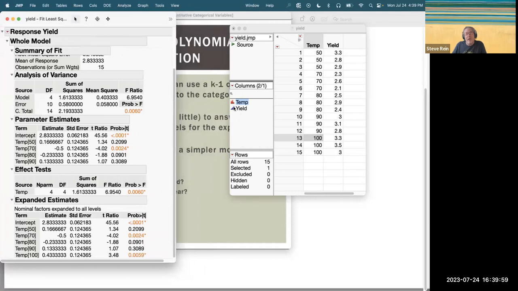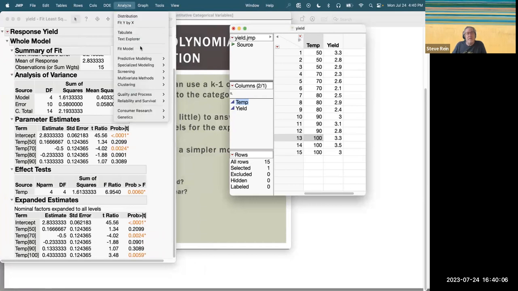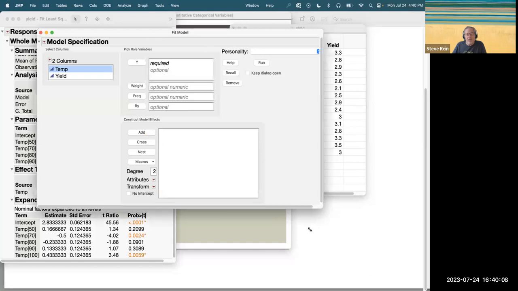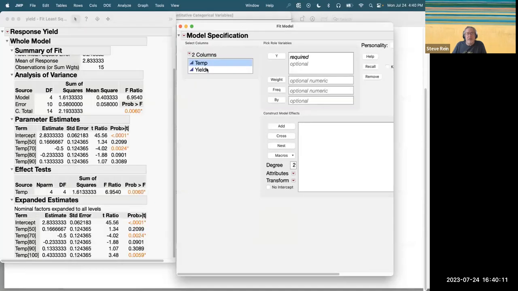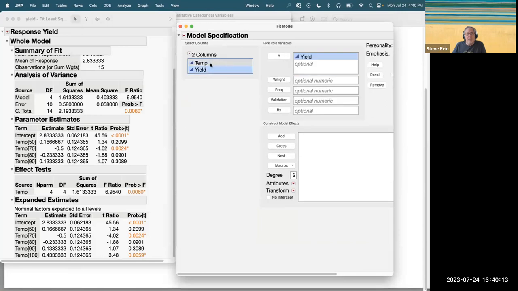But by taking temperature and making it quantitative again, I could go ahead and fit a model. And we claimed then that yield would be a function of temperature. Well, one of these things is a polynomial up to degree. We said we've got 5 levels of temperature. Let's go with polynomial up to degree 4. So under macros, we get polynomial to degree 4: temperature squared, temperature cubed, temperature to the 4th power.